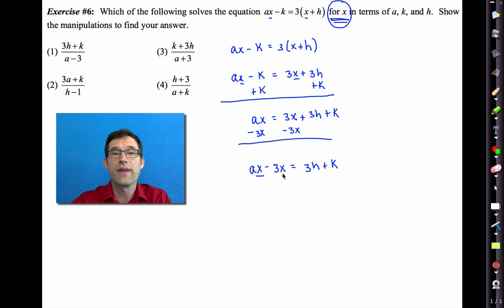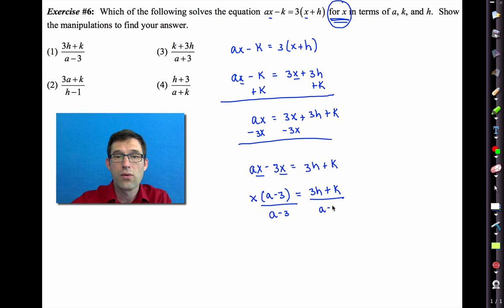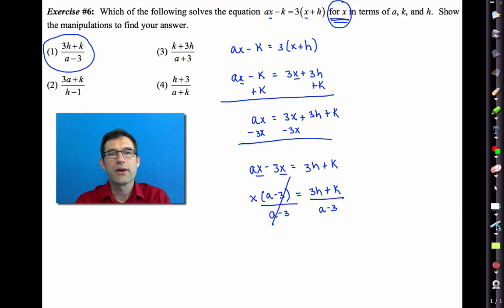All right, now we're going to employ that trick that we had last time, which isn't a trick, it's actually just the distributive property. And we're going to factor an x out of both of those. So we're running that distributive property in reverse, if you will. And now to get rid of multiplying by a minus 3, we're going to divide by a minus 3. So looks like choice 1. All right, that's it. So, I'm going to clear out the text, pause the video if you need to.